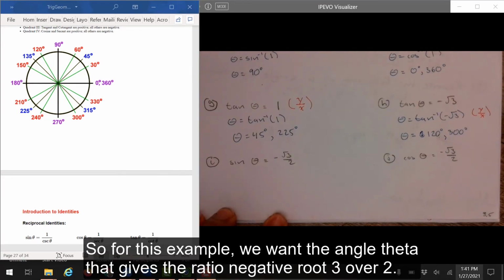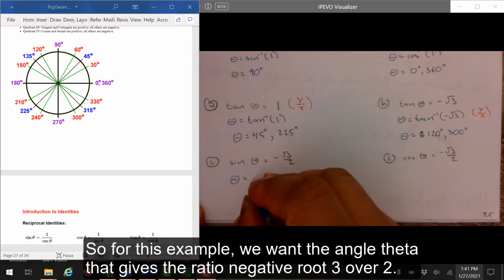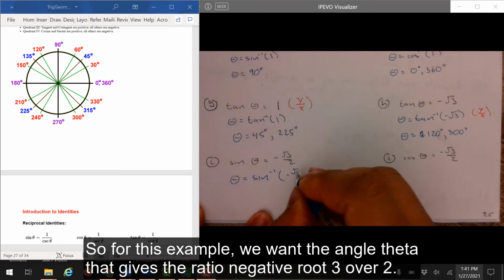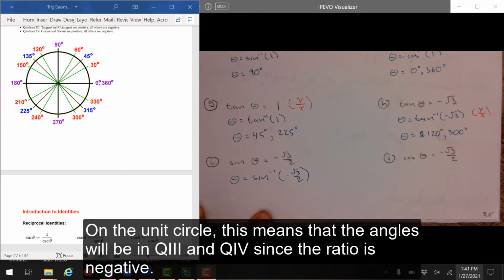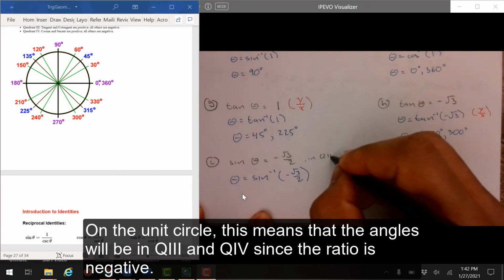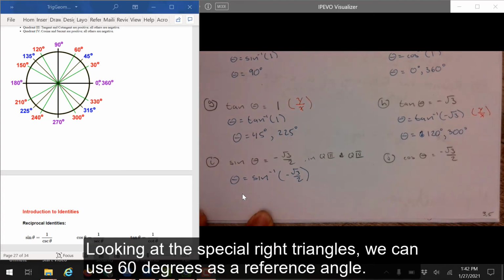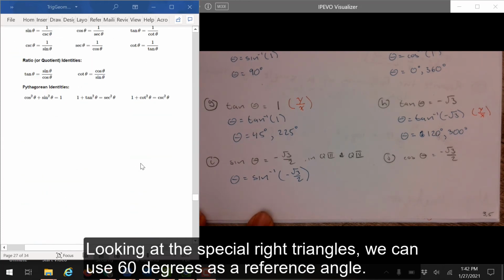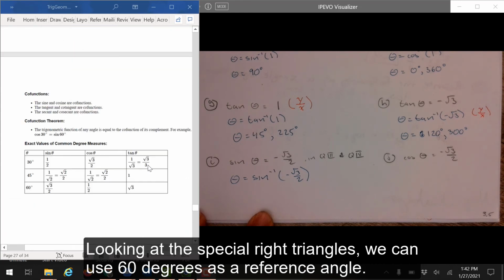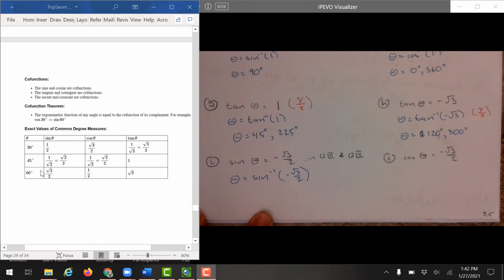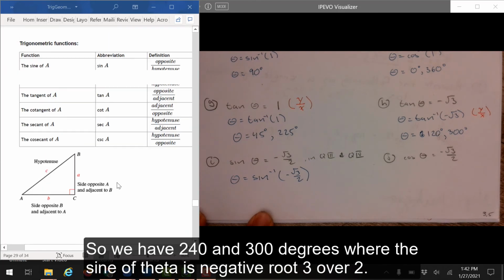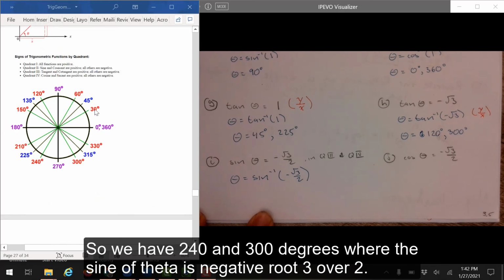So for this example, we want the angle theta that gives the ratio negative root 3 over 2. On the unit circle, this means that the angles will be in quadrant 3 and quadrant 4, since the ratio is negative. Looking at the special right triangles, we can use 60 degrees as a reference angle. So we have 240 and 300 degrees where the sine of theta is negative root 3 over 2.